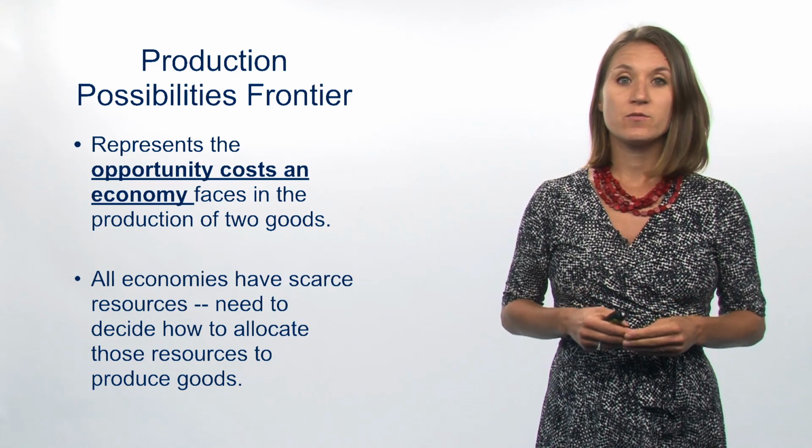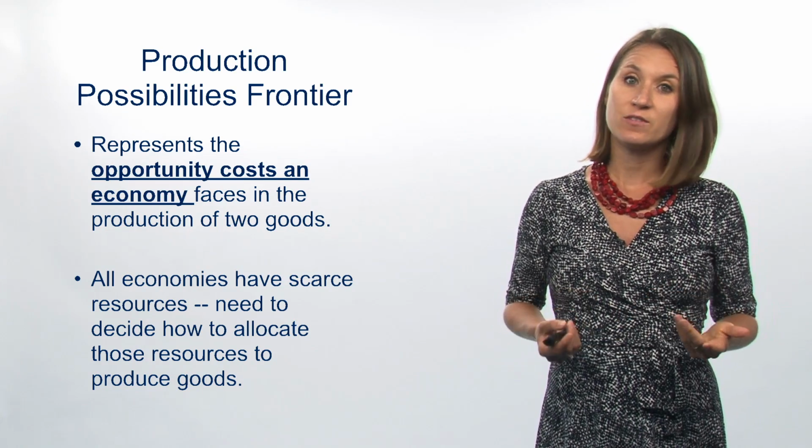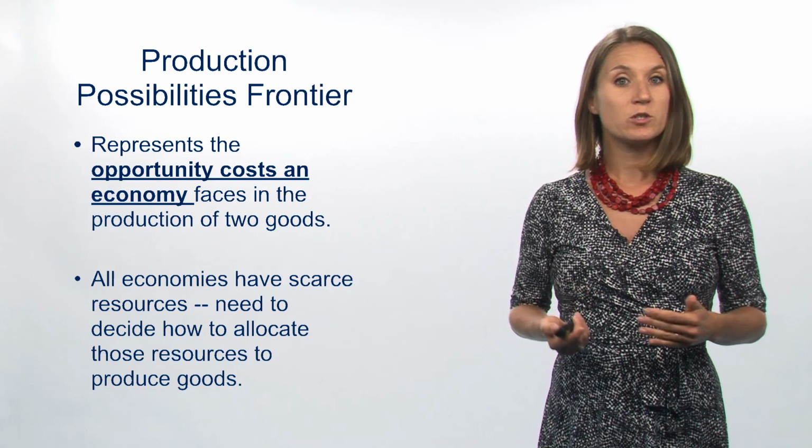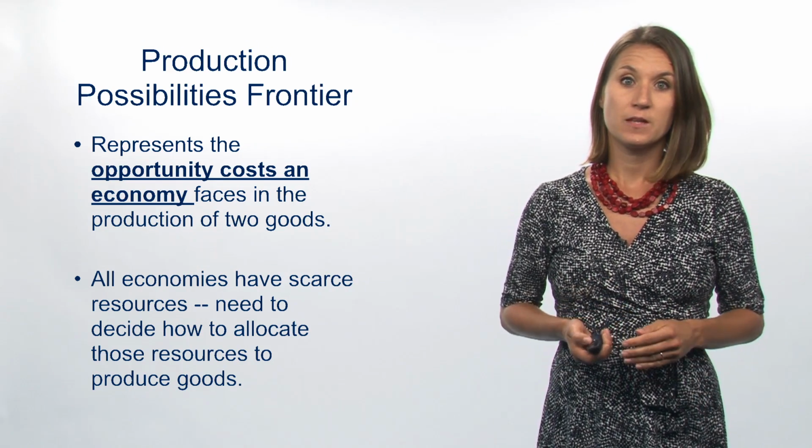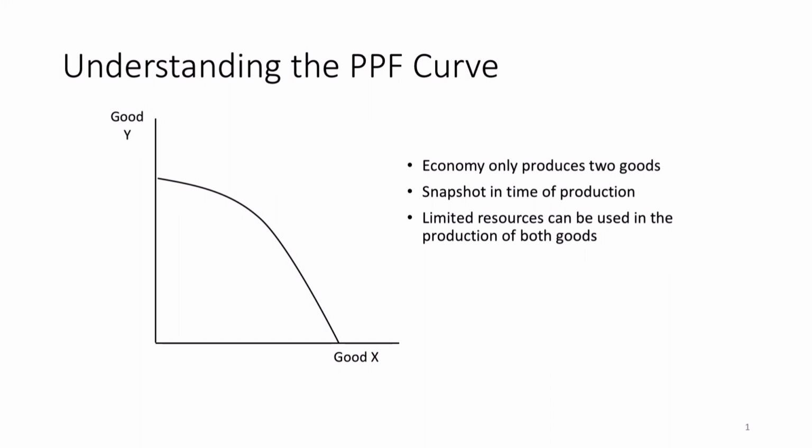Because we have a limited amount of resources, we can't produce an infinite amount of goods. So when we produce more of one good, that means that we have to sacrifice the production of another good. So let's look at this example of the production possibility frontier.